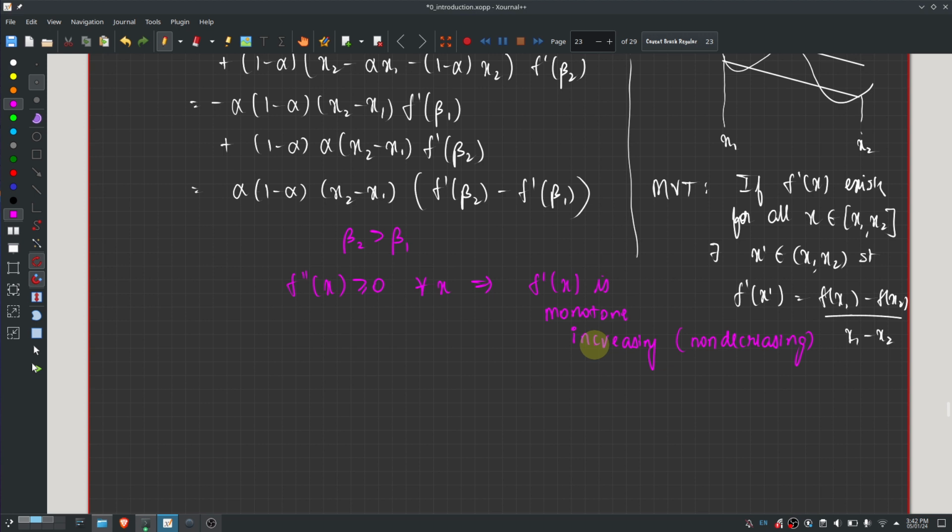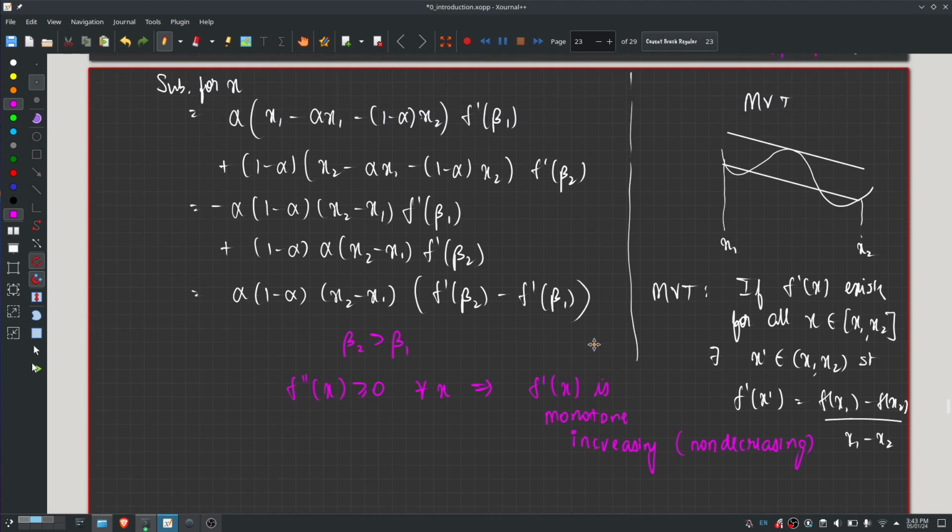Second last time. I'm sorry, where? Here. There is an alpha here. So 1 minus alpha into x2.